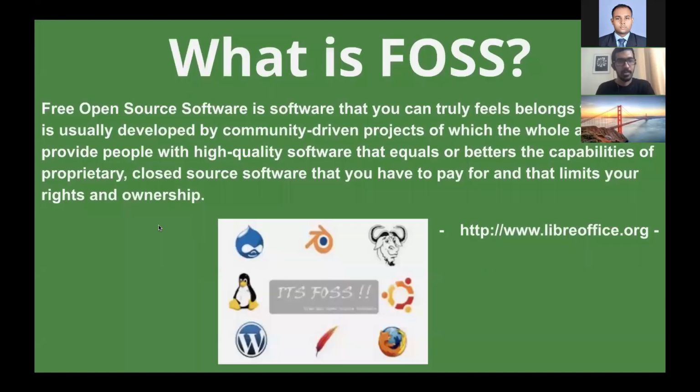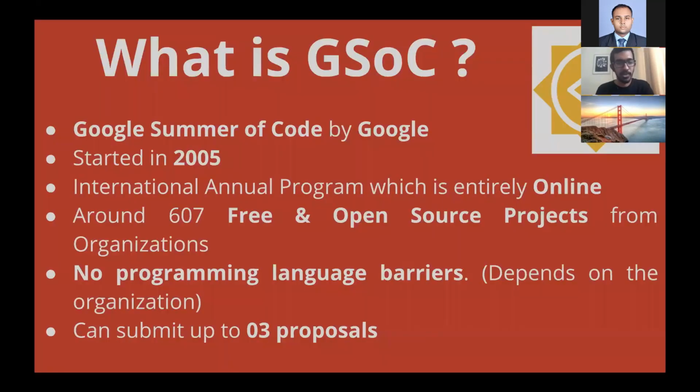Okay. You guys know about FOSS, so I'm not going to explain this. FOSS is free open source software, so you can change the code and you can create customized versions of those software. So GSOC is Google Summer of Code. They started in 2005, and now they have around 607 open source projects there.